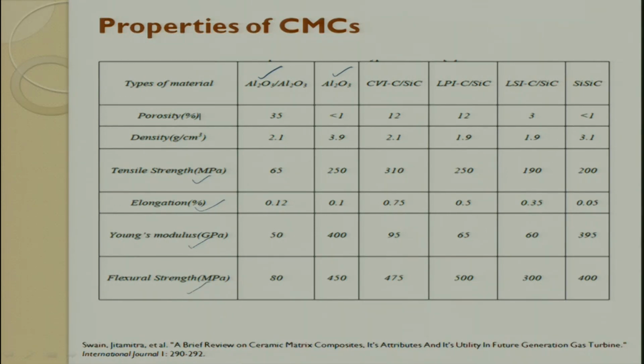Higher Young's modulus means it is becoming harder, it is brittle. Like there is no elongation at all. Okay. So, you can do with carbon reinforced with SiC, then C with SiC. These are different processes which we will see later.